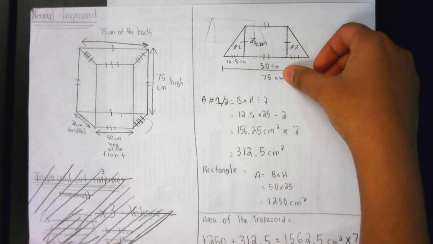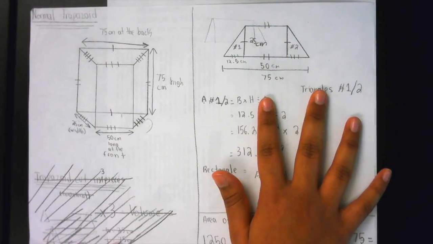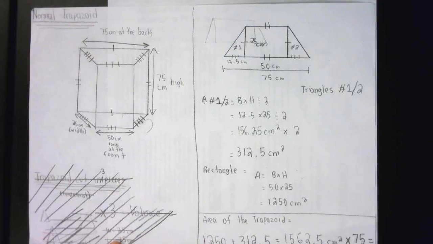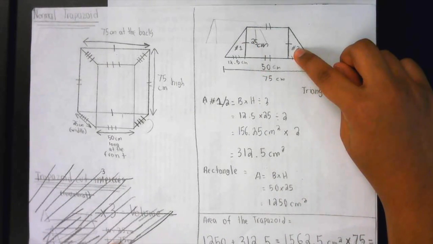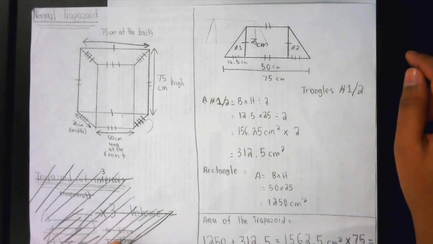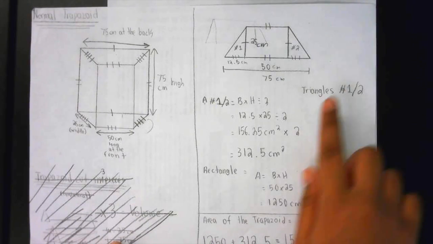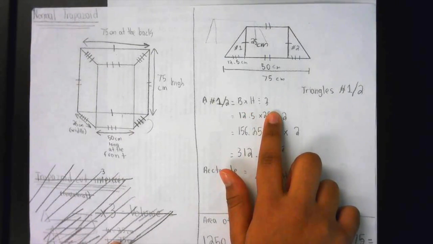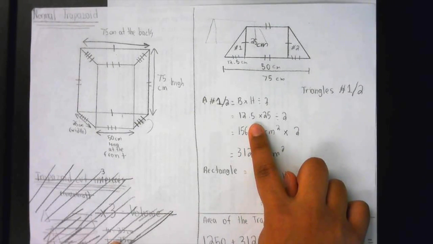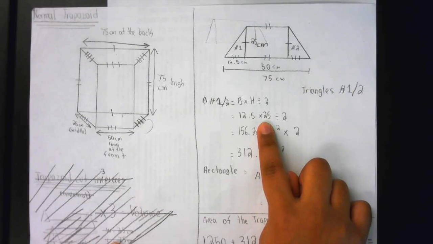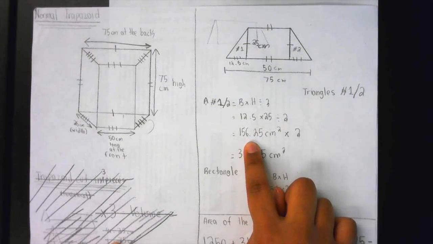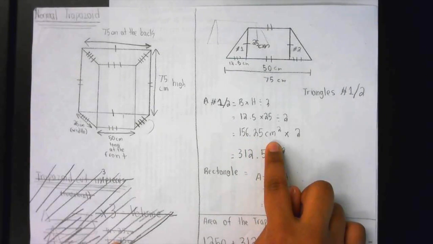Now we subtracted 75 minus 50 and we found 25. We divided by 2 and we found the bases of the two triangles. And this was the width, so it was 25 centimeters. Now we had to find the area of the triangle, which is base times height divided by 2. So it's 12.5 times 25 divided by 2, which was 156.25 centimeters squared.